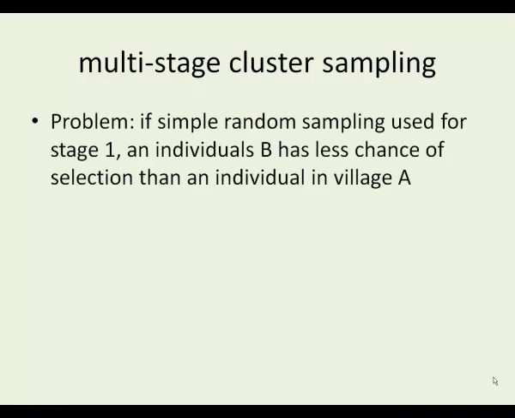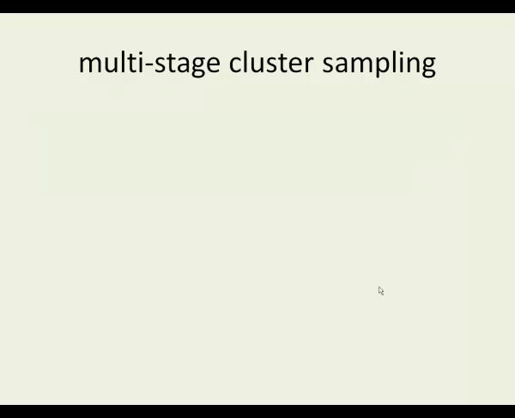However, although conceptually this is simple, in actual fact it does introduce a problem. It's because if you choose your 2 villages at random, you can see that an individual that's in village B has got less chance of selection than an individual in village A.